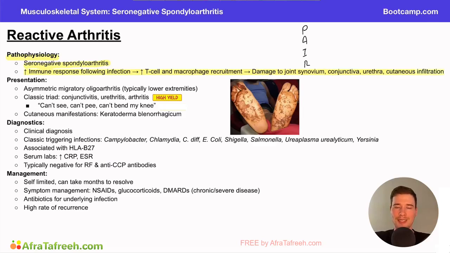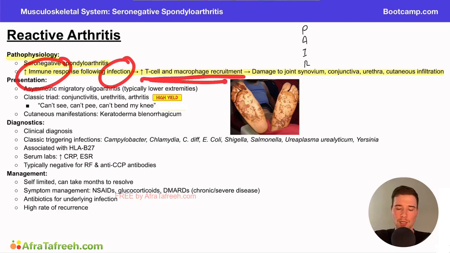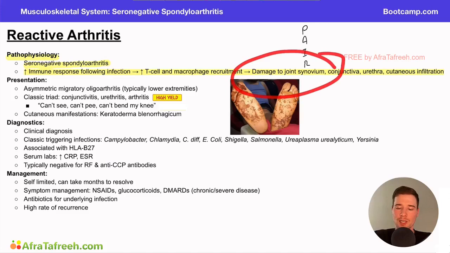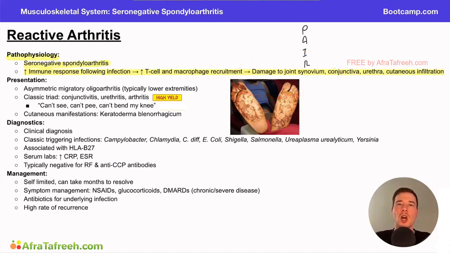So again, just to summarize that in real simple terms, we have an infection that occurs. We then get an immune response afterwards, leading to elevated inflammatory reactions in the body, T cells, macrophages, all of the cells we expect to see in an inflammatory reaction. And this is going to destroy tissue. Again, it's kind of a theme here with these seronegative spondyloarthritis. Unwarranted inflammation occurs in the body. This ultimately leads to destruction of the tissue.